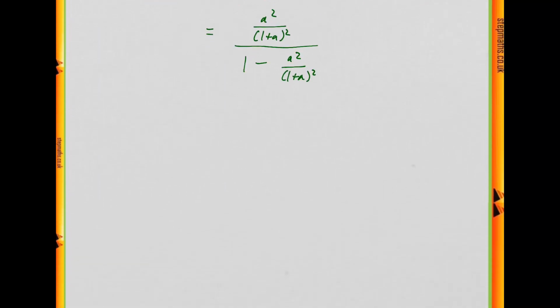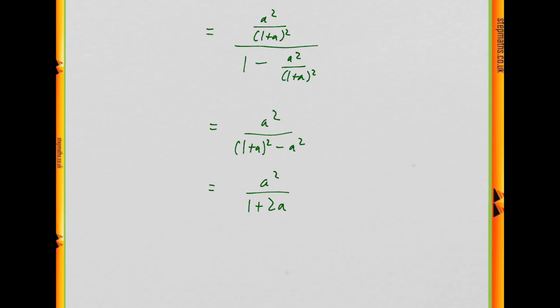And what's the best way to simplify this? Well, notice we've got 1 plus a all squared on the top and the bottom, so we'll just multiply top and bottom by that. And that means we get a squared on the top, and on the bottom 1 plus a all squared times 1 is just 1 plus a all squared minus a squared. And then we can simplify the bottom. So if we multiply the bracket, we get 1 plus 2a plus a squared, and then the a squareds cancel. So we just get 1 plus 2a on the bottom. And that's our final answer.